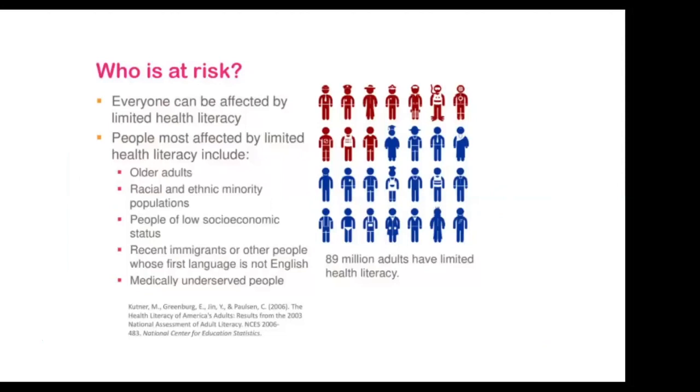So again, who's at risk for low health literacy? Well, it turns out that just about everybody could be affected by limited health literacy at some time in their lives. But the people that have the most limited health literacy often include older adults, racial and ethnic minority populations, people of low socioeconomic status, and recent immigrants or other people whose first language is not English, and then medically underserved people. At least 90 million adults have limited health literacy, and this directly connects with the statistics that we have both through the Center for Disease Control and through the World Health Organization on those individuals that have the highest rates of COVID.